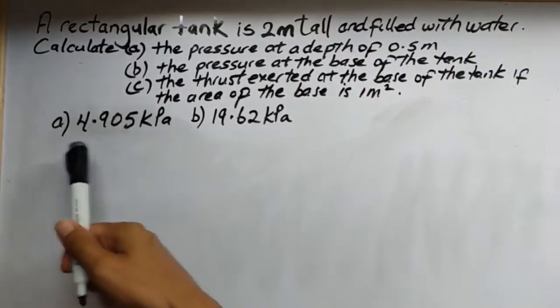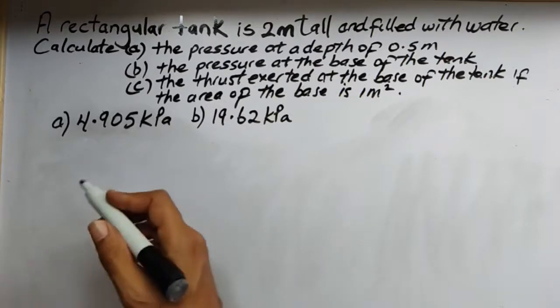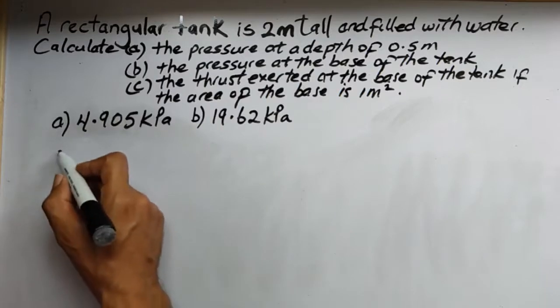With answers for both A and B, we now look to part C of the question. It says to calculate the thrust exerted at the base of the tank, if the area of the base of the tank is 1 meter squared. Now the word thrust here means the force, since pressure is thrust per unit area, or perpendicular force per unit area. The thrust is going to be felt at the base of the tank, so it will be a normal force to the base of the tank. So the question wants us to calculate the force at the base of the tank.